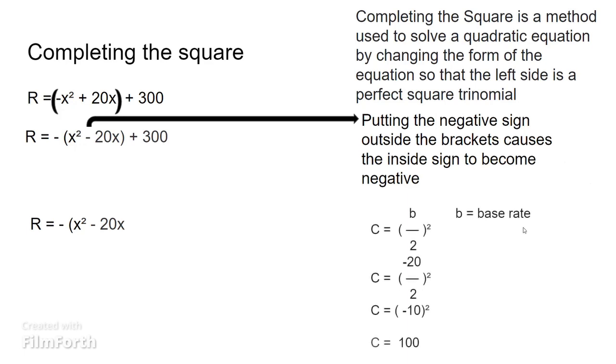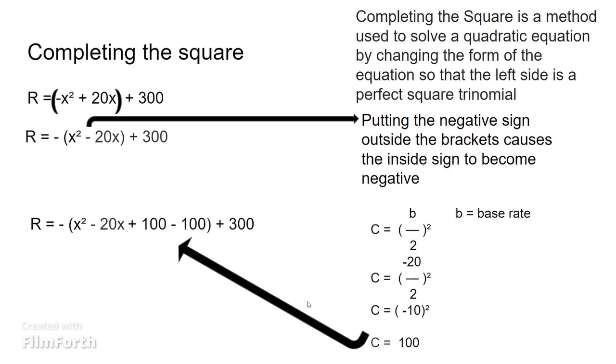We have to find the base rate, which is the cost equals the base rate divided by 2, squared. The base rate is negative 20X, negative 20. So now we plug that in. Negative 20 divided by 2 is negative 10. Negative 10 squared is 100. So now we put that into our equation: X squared minus 20X plus 100 minus 100 plus 300. The reason it's plus 100 minus 100 is because you're making the cost, setting the price at $100, you're going to lose 100 sales.